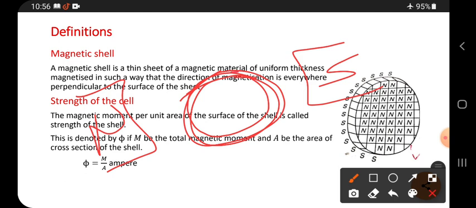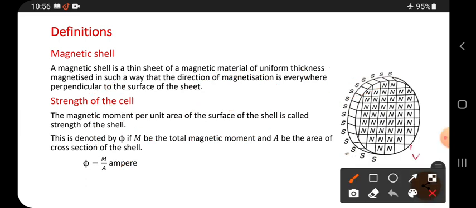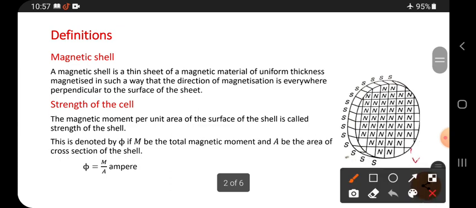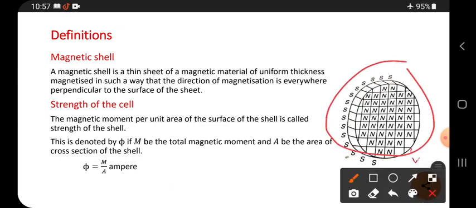When we keep it in the presence of the electromagnet, it acquires magnetism. And its magnetic field is perpendicular to its face. See here, the diagram is given. Let this be the front side and that the back side. The front side is the north pole, the back side is the south pole. So the magnetic field is normal, perpendicular to its surface. That device or material we call a magnetic shell. Like this we have to say magnetic shell.